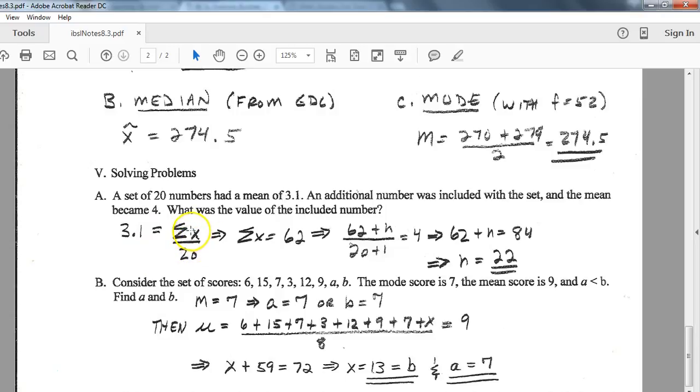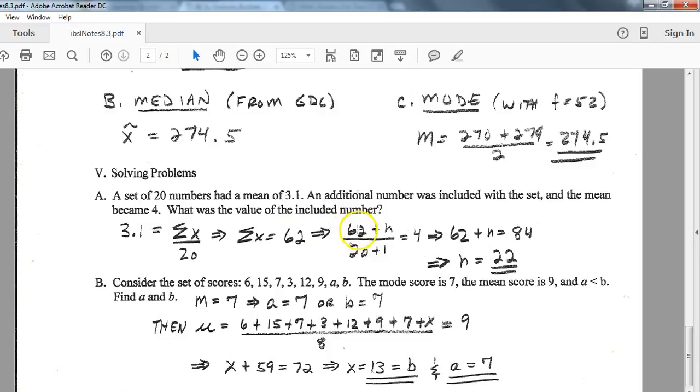If I added up all my data, the sum of my x's, divided by the number of terms, that was my mean. Here's how you would adjust that based on the given information. Notice I no longer have 20 terms. If I add in another number, I'm now up to 21. If I multiply this 20 over to here, then I can see that the sum of my x's was 62.